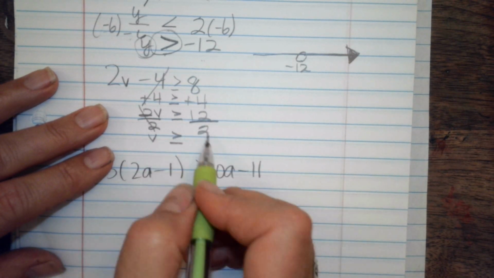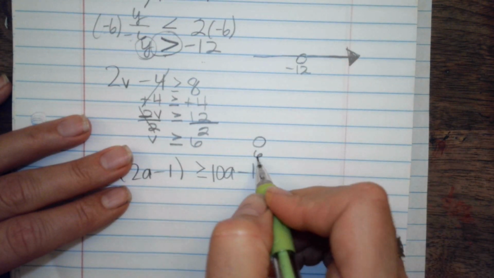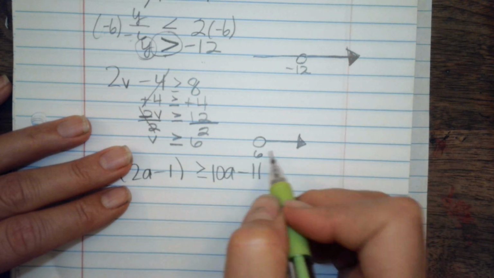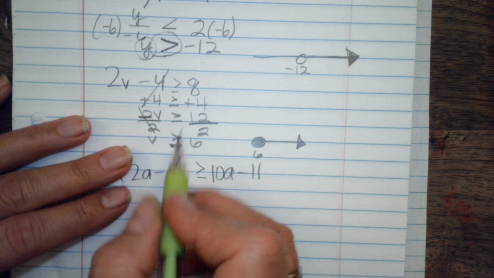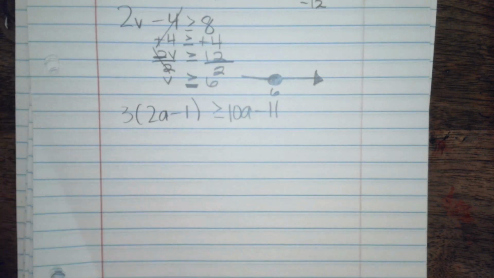What's left on this side is v, what's left on this side is 6, and then to graph my inequality, I would go this side. This would be filled in because it's an equal to, and that would be my graph.